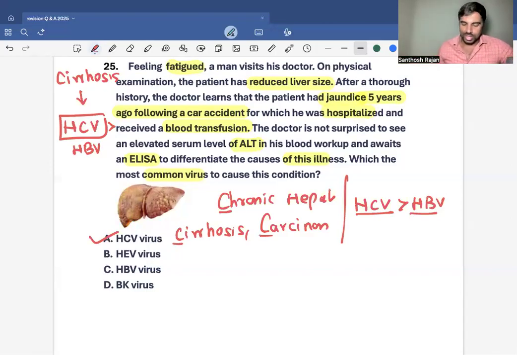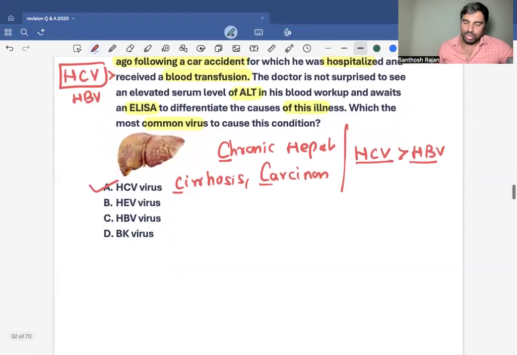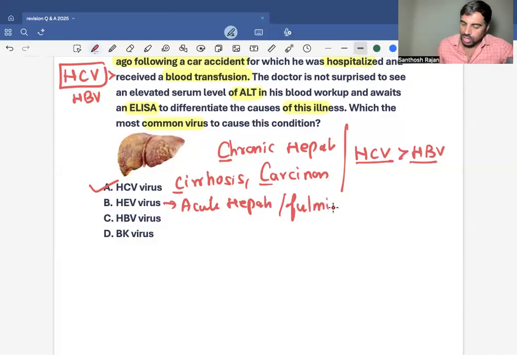So hepatitis C virus, that's it. And E is fecal route. Hepatitis E usually causes only acute hepatitis, or fulminant hepatitis in pregnancy. Only in pregnancy does it cause fulminant hepatitis.